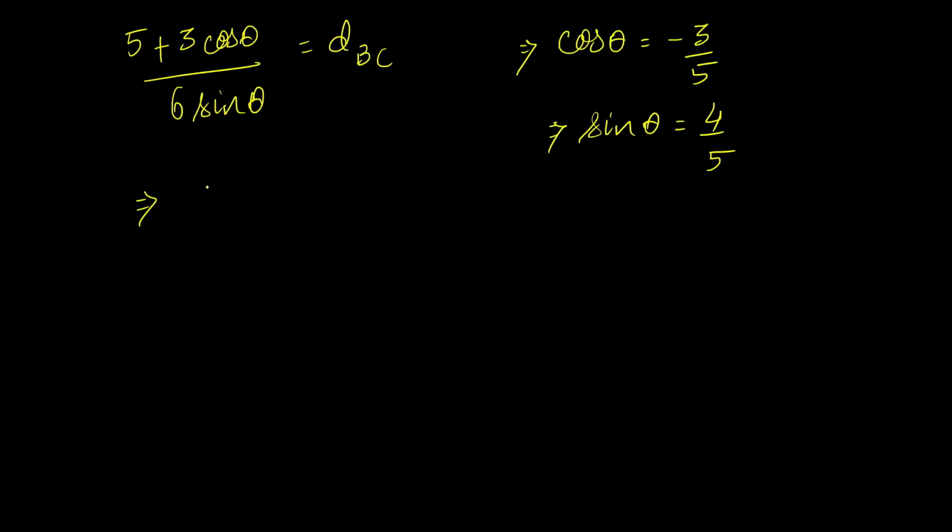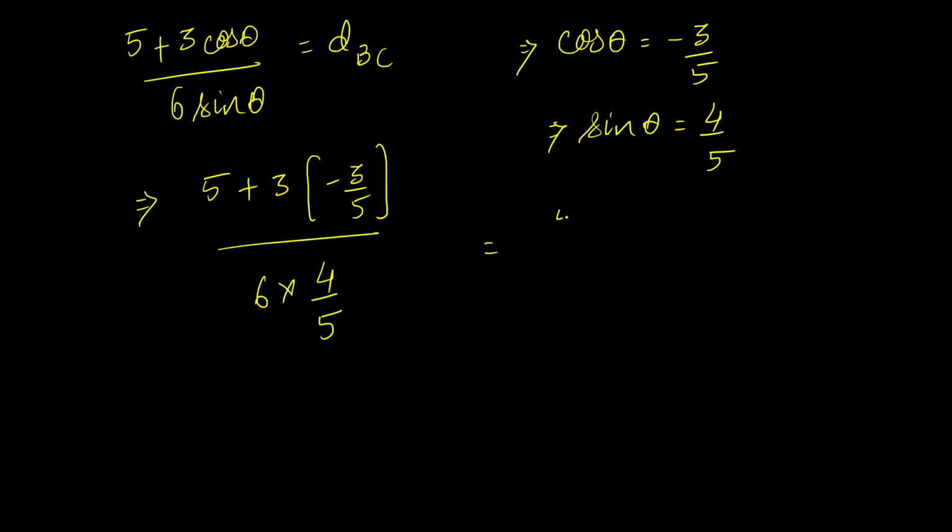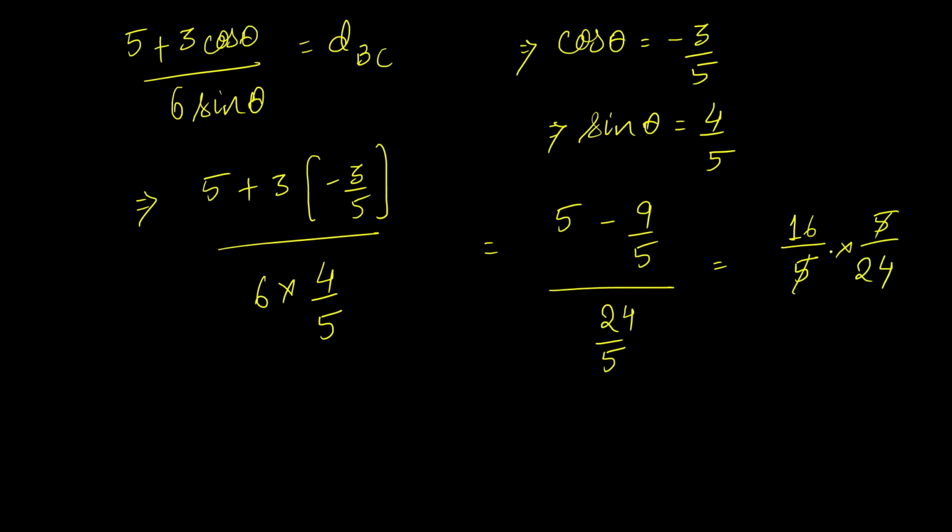So let us put it: 5 plus 3 cos theta is what? Minus 3 upon 5, upon 6 multiplied by sine theta, that is 4 upon 5. That will be equal to (5 minus 9 upon 5) upon 24 upon 5. That is equal to 16 upon 5 multiplied by 5 upon 24. This cancelled out. 4 times 4 is 16, 4 times 6 is 24, 2 times 2 is 4, 2 times 3 is 6. That is equal to 2 upon 3 kilometers. Minimum distance of BC. That is the answer.